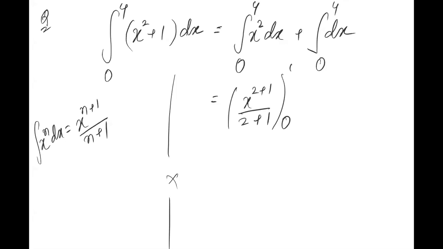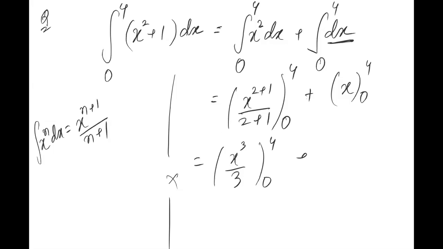And lastly, we'll put the limits 0 to 4. Plus the integration of dx is nothing but x, so it will be 0 to 4. So what you are supposed to do is x cube upon 3, from 0 to 4, plus x, from 0 to 4. I'll put the limits on both together. Now, till here, we already know these steps from the indefinite integration.